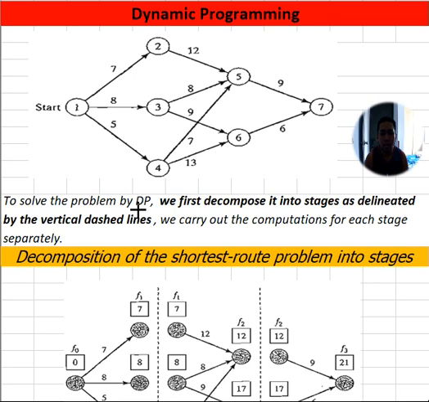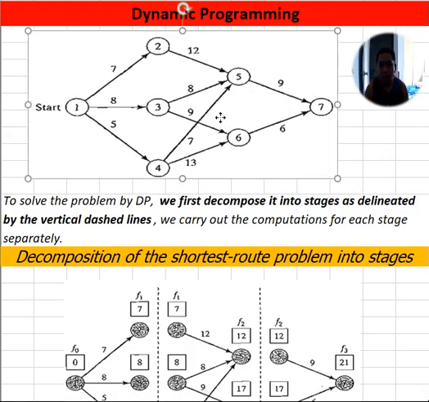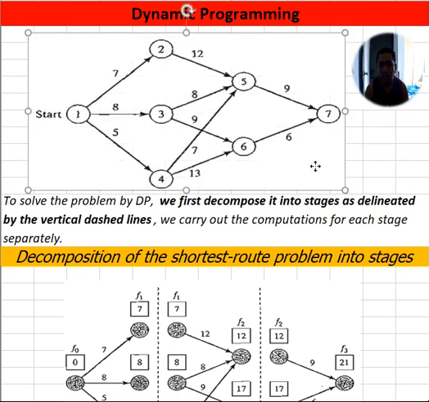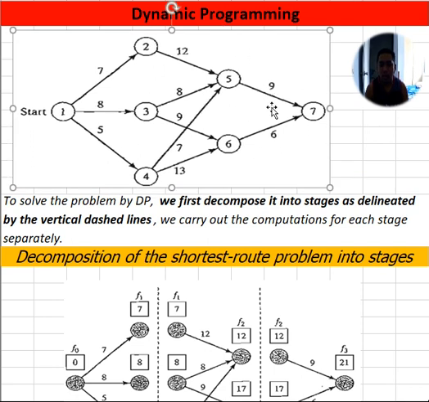To solve the problem by dynamic programming, we first decompose it into stages, delineated by the vertical dashed lines, so that we can carry out computation for each stage separately. For example, we have this kind of simple problem. We could solve it using dynamic programming to get the shortest distance from node 1 to node 7 using backward computation. We could decompose or divide this actual network into certain stages so we can solve it.